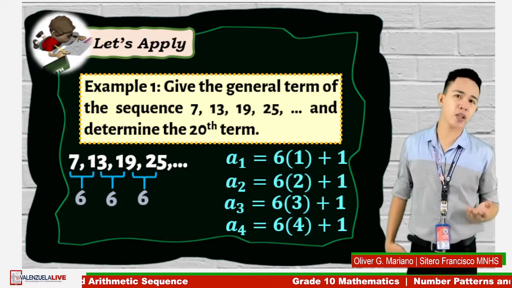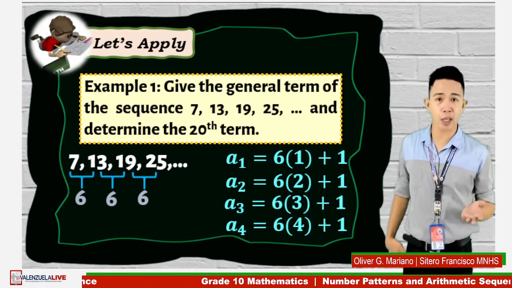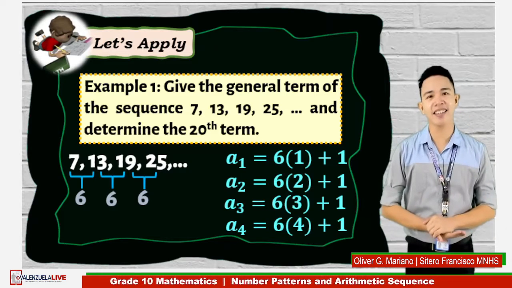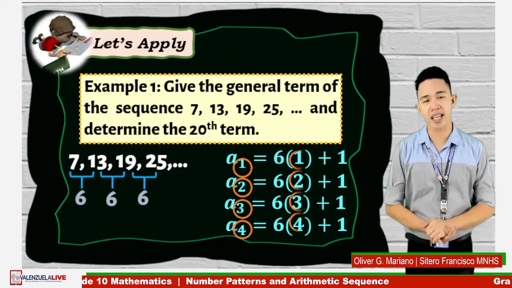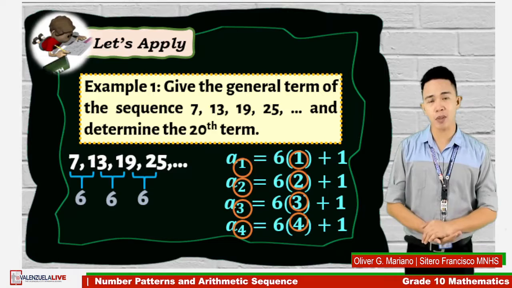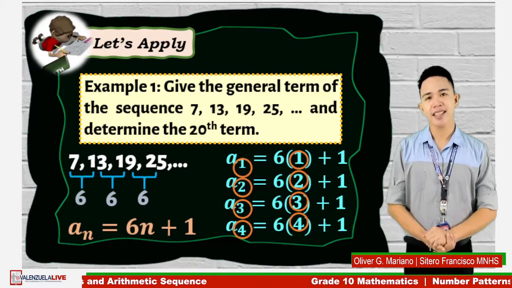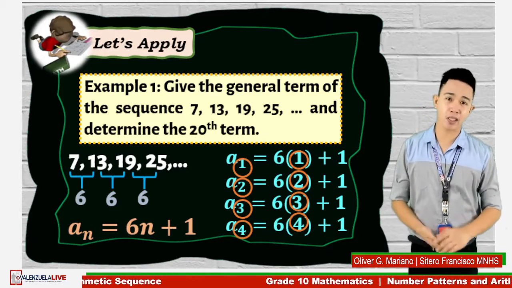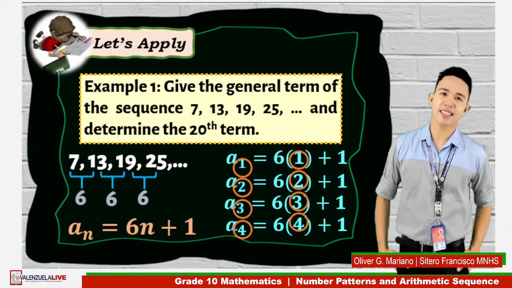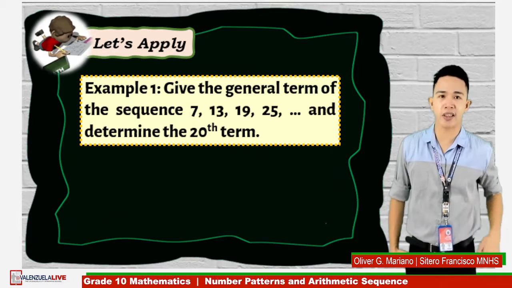What do you observe between the order of the term and the number inside the parentheses? You're right. They are the same. Note also that 6 and 1 are fixed. So, if we find the general term or the nth term, we can say that a sub n is equal to 6n plus 1. Did you get it? Great. Let's continue answering the problem by finding the 20th term.